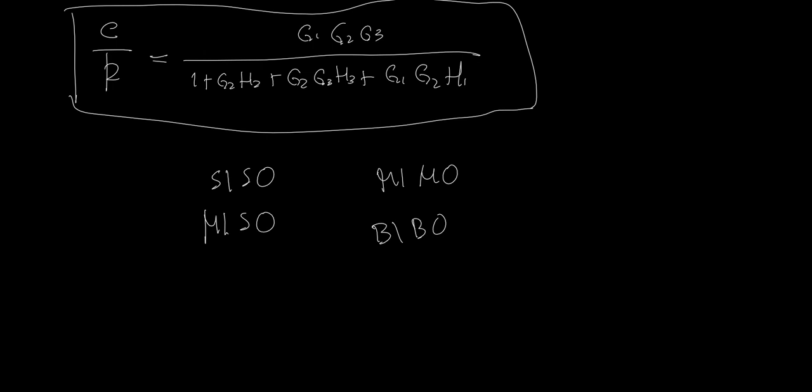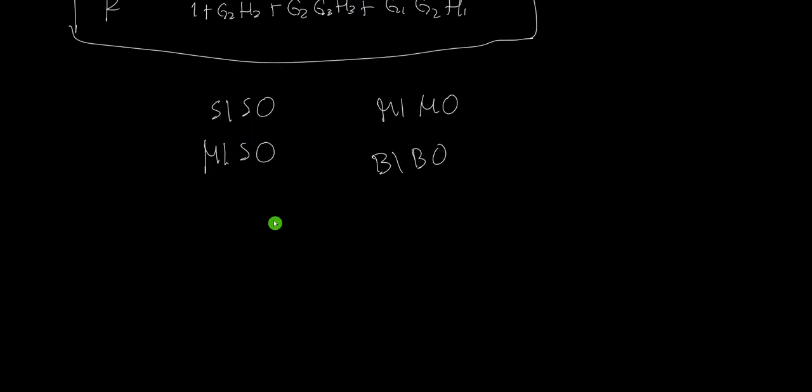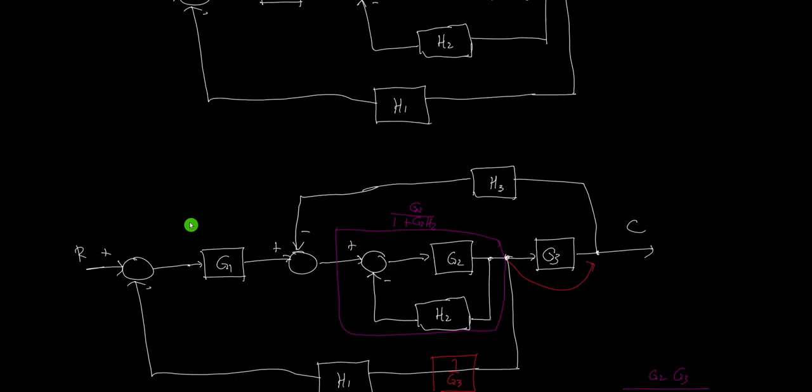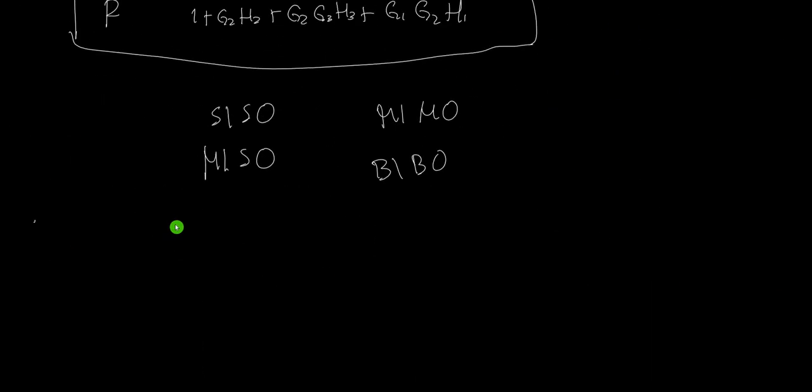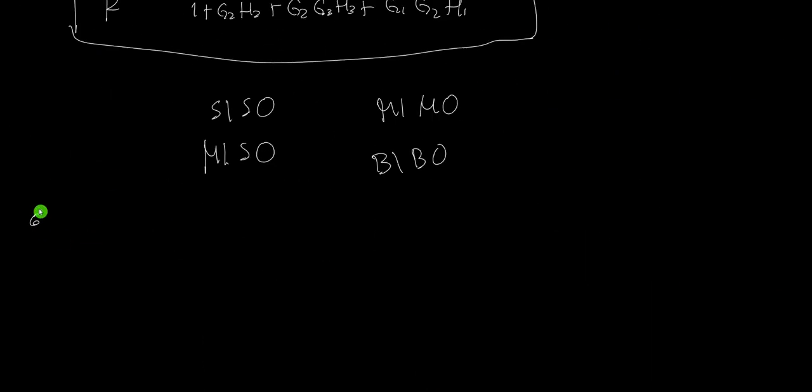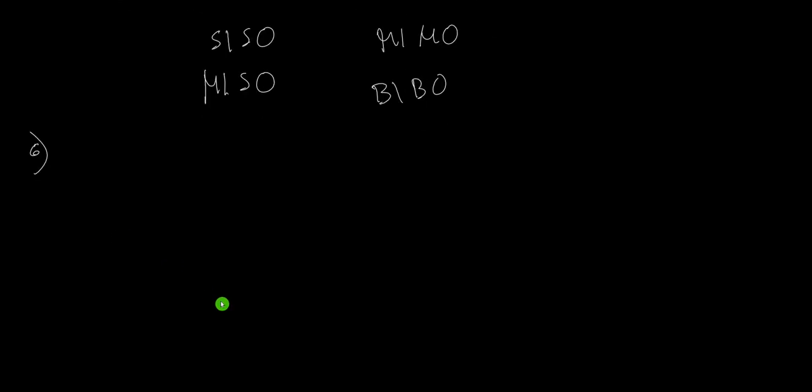So let's take this example. This is really the last example now for a multiple input, single output system. Number 5, number 6. So if you encounter this type of system, you know how to deal with them.